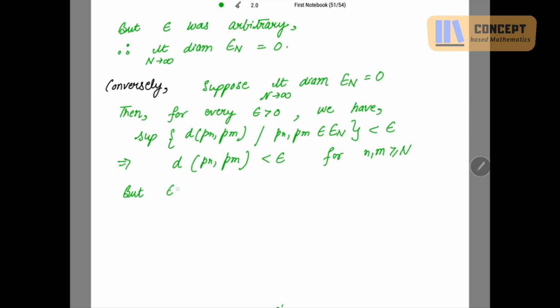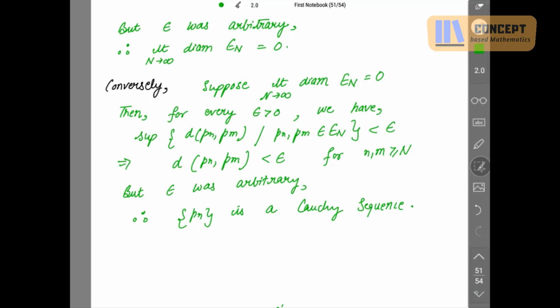But epsilon was arbitrary, which implies, therefore, Pn is a Cauchy sequence. This is nothing but the definition of a Cauchy sequence. So whenever this happens, we say that Pn is a Cauchy sequence, right? Easy? Let's move further. There is one more theorem.